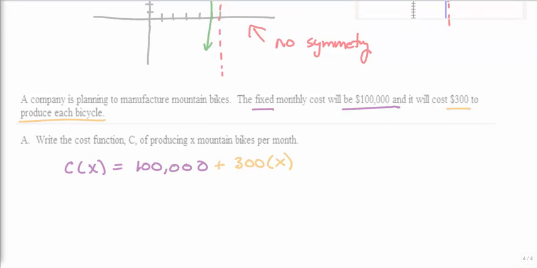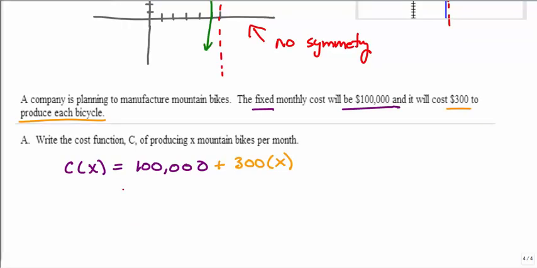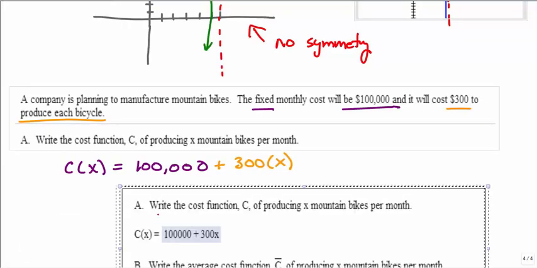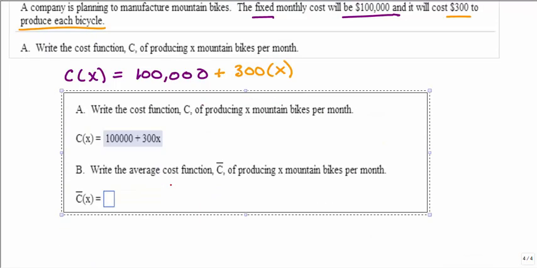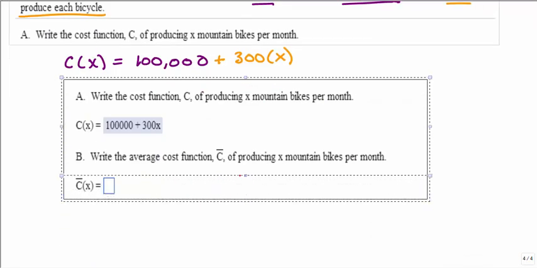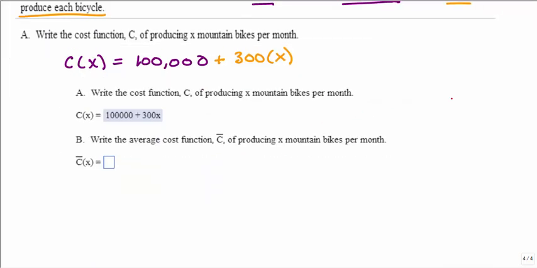And again, that has to do with the average cost. Now once I find the average cost, then I can go ahead and plug in all sorts of different numbers into it. So it says write the average cost function C bar, so C bar of x. Well, the average cost function is just going to be my cost function that we originally started with. So in this case, that would be 100,000 plus 300x.